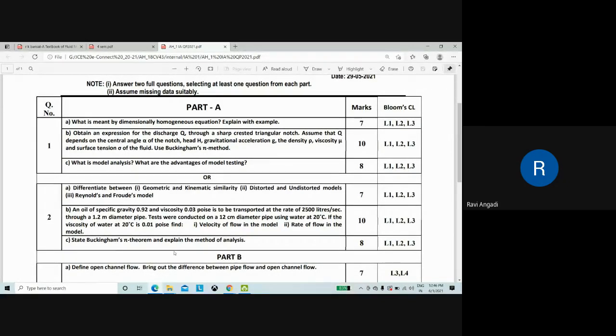Then, state Buckingham pi theorem and explain method of analysis. Many of you have written the statement, but you explained the Rayleigh method and Buckingham procedure, which I have not asked. I asked how you analyze the problem using Buckingham. You have to take the x1, x2, x3 terms, how you take the repeating variables, and how you do the exponents and all those things. That is for 8 marks.